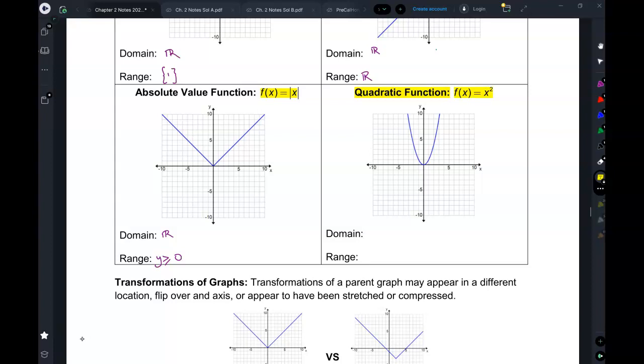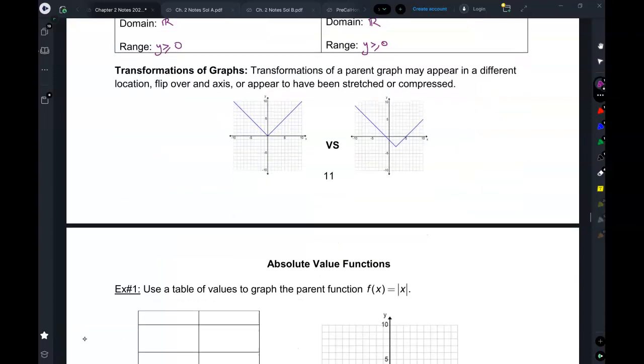Lastly, we have a quadratic function where you have f of x equals x squared. Anytime you've got an x squared as the highest exponent, that's a quadratic equation. The graph for it always looks like this. That shape is called a what? A parabola. The domain for all parabolas is always all real numbers. The range is always y is greater than or equal to a number or less than or equal to a number. In this case, greater than or equal to 0.